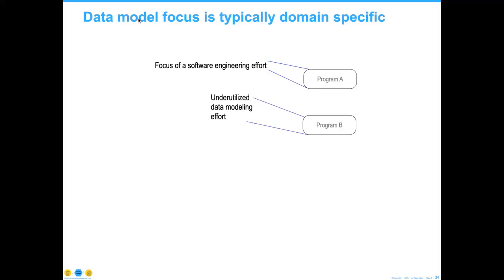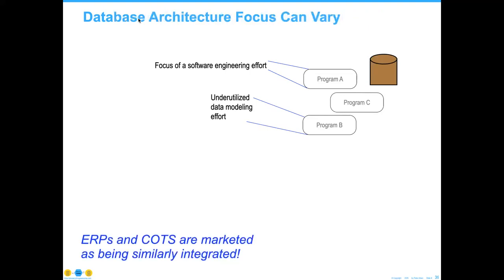So let's go. Data management is typically focused on an area. If we go even smaller than data management, software engineering might be focused on a particular area at a program level. And an underutilized data modeling effort might also look at the data model relevant to that program. But a data management effort is going to try to take a broader view. And what we'll say here is that the brown database that is showing controls and is where you share data among the three sets of programs, A, B, and C. So a data management effort would be at least that broad in terms of looking at it.